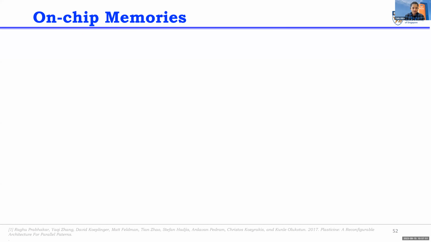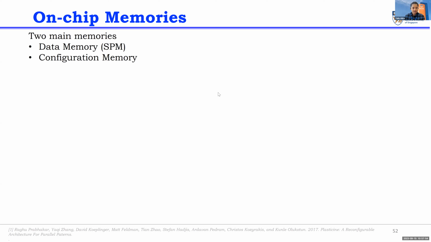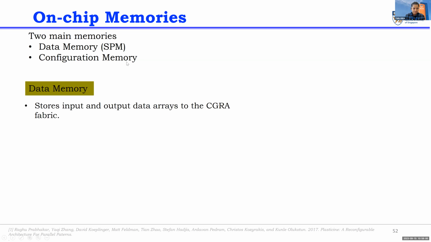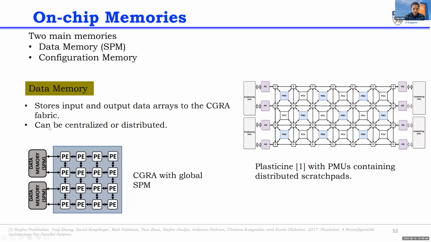Next, we'll move on to the on-chip memories. There are two types of on-chip memories. One is the data memory, and the other is the configuration memory. The task of data memory is to store input and output data arrays, which will be used in the computation on the CGRA. This data memory can be centralized or distributed. This figure shows an architecture with centralized SPMs, where the data memory is global and only a few PEs can access it.